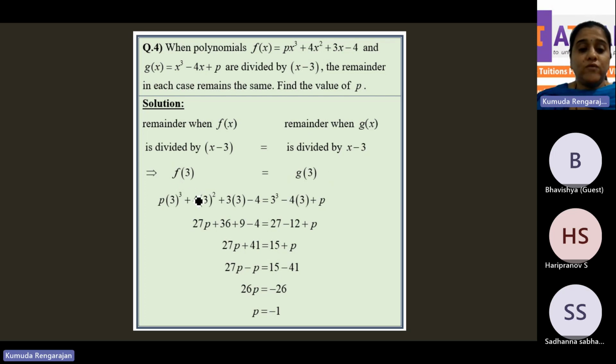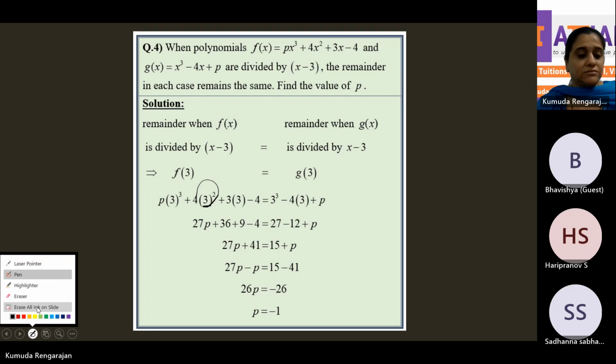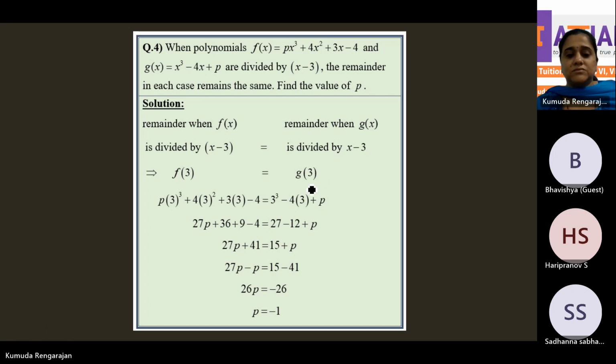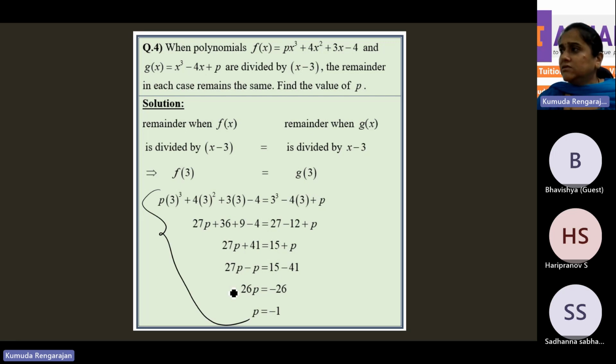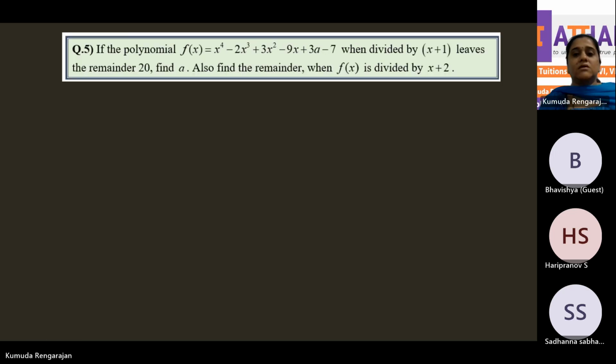So you should not do 4 into 3, 12 and 12 square, 144. No, it is 3 square, 9. 3 square is 9. 9 fours are 36. Okay, any issues with the calculation, children? Is it clear? Okay. Next one.